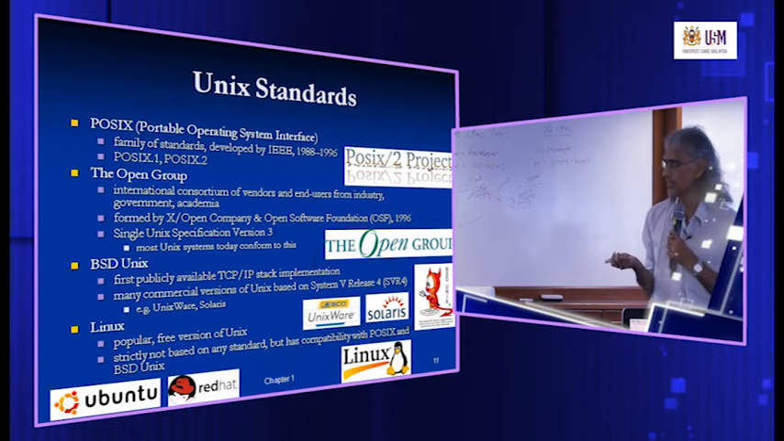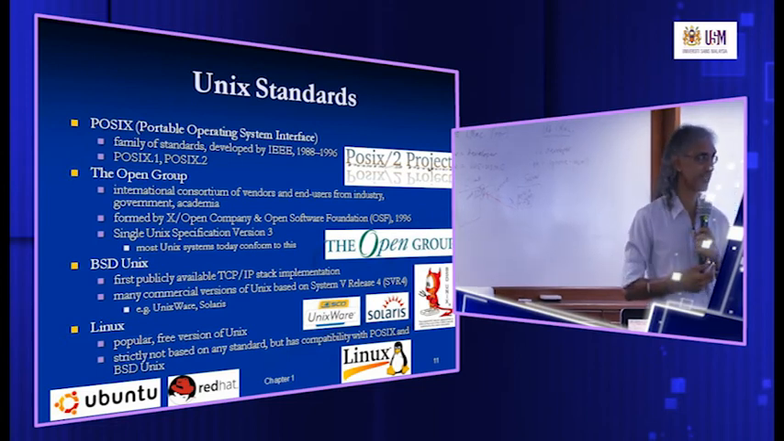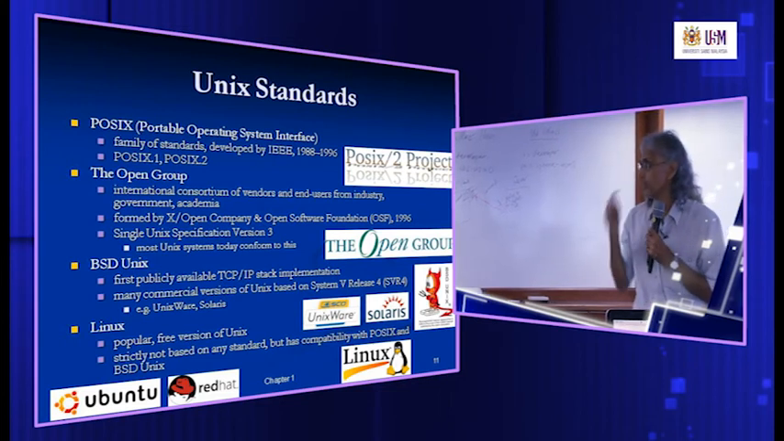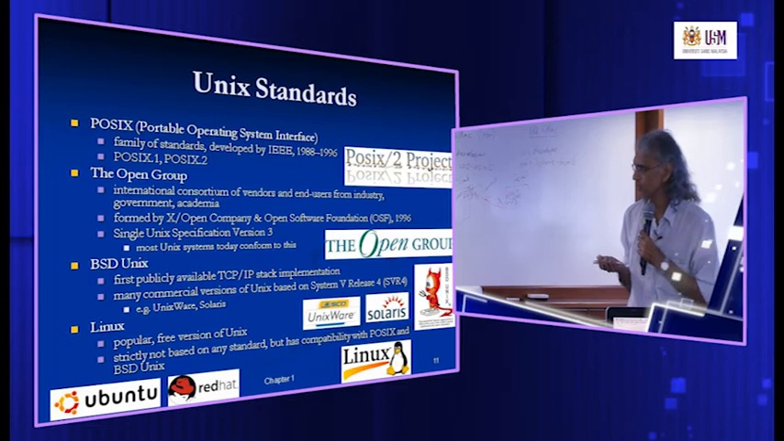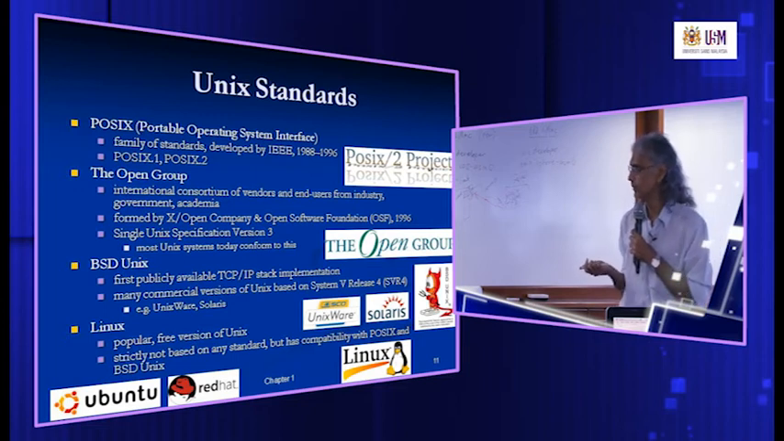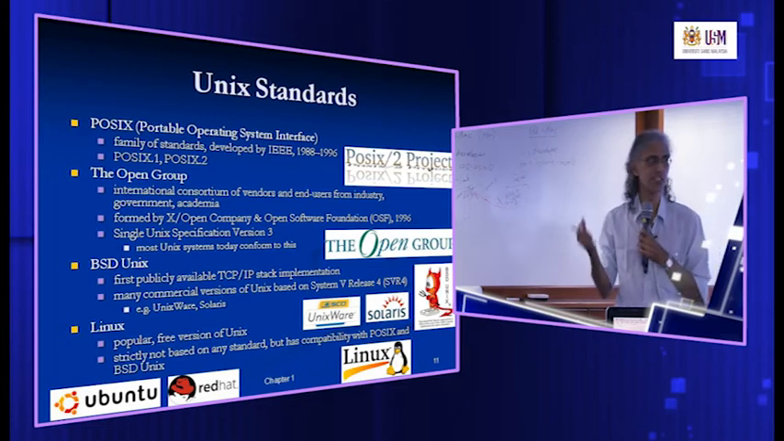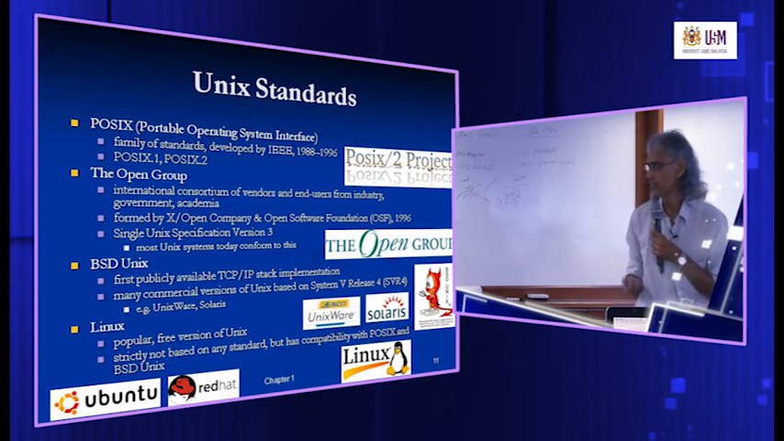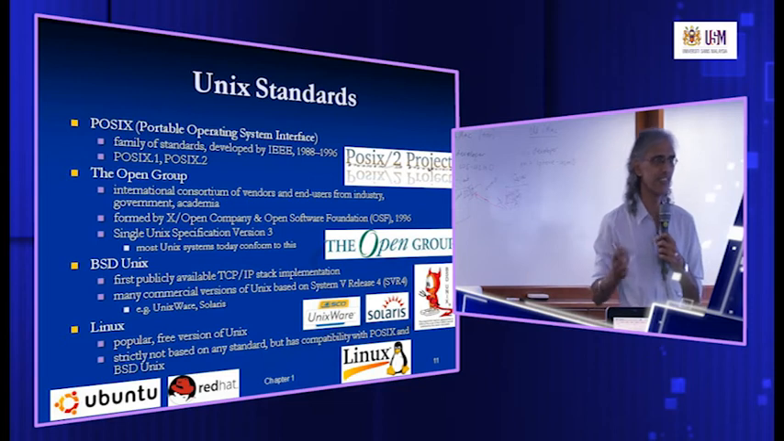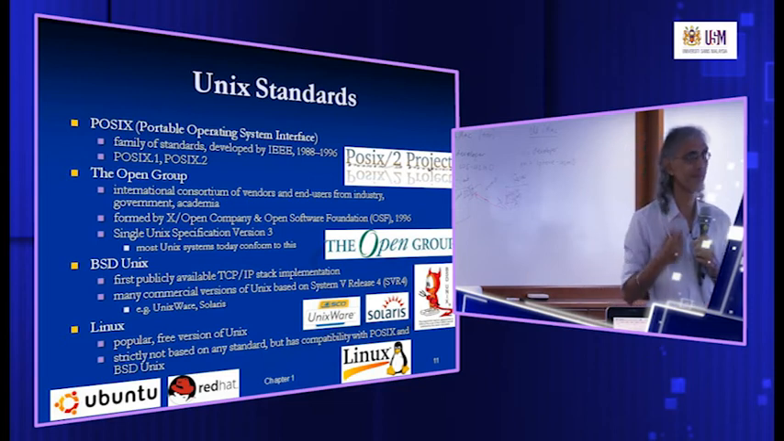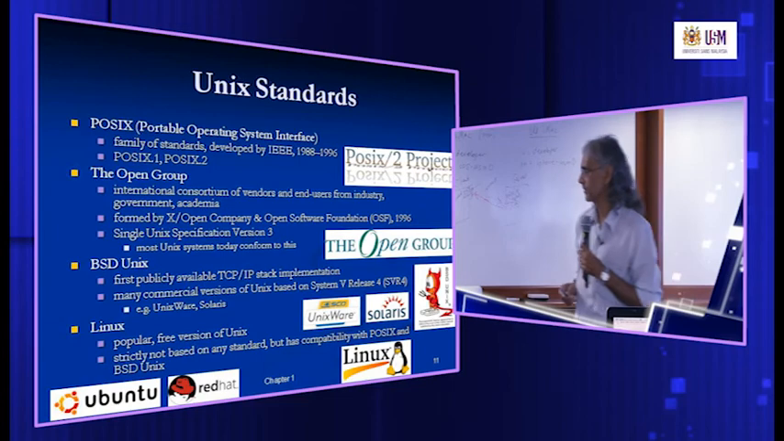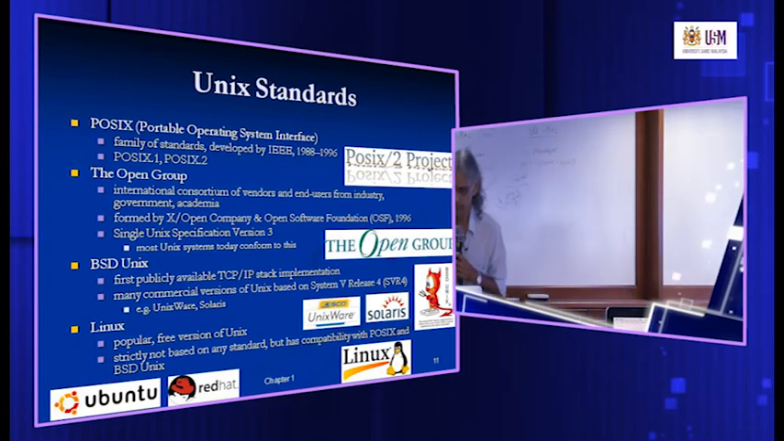And finally, we have the Linux version, which you are familiar with. Again, this is basically a free version of Unix, so they're not strictly based on any standard, but they provide compatibility with the previous versions of Unix. So you have Red Hat Linux, Ubuntu, Fedora, and all these things. They are basically different packages. So this is basically just for your information.